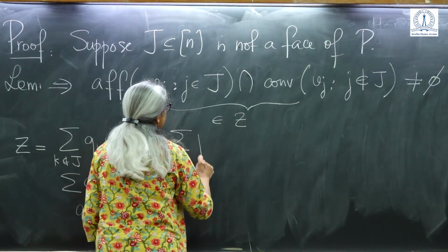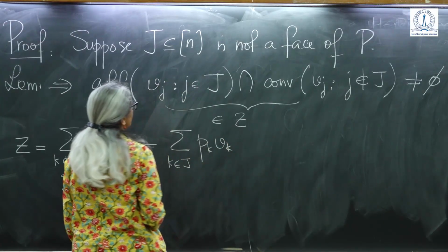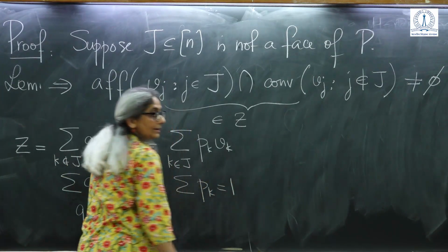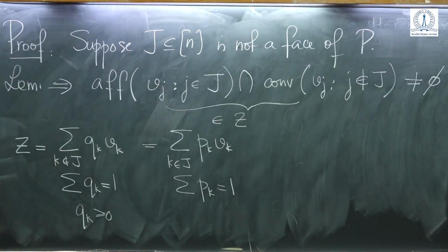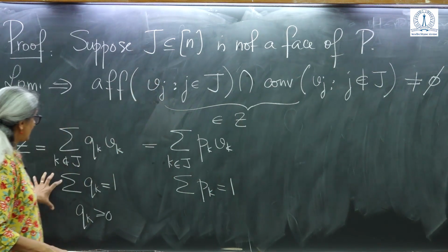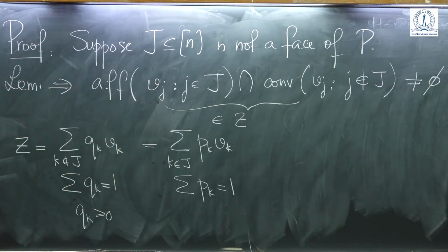So I can also write it as the sum of PK VK, where K now lies in J, okay? And now the only condition on the multipliers is that this sums to 1. That's the only condition, right? Because being in the affine span means I have to sum to 1. Everybody okay? All right. So this piece is coming from this part, and this piece is coming from that part. You don't even need summing to 1. You just need that it belongs to that span. Why do you need summing to 1? That's the definition of affine span, right?